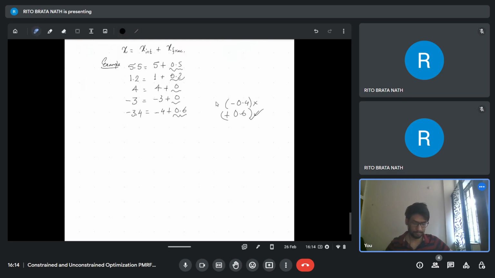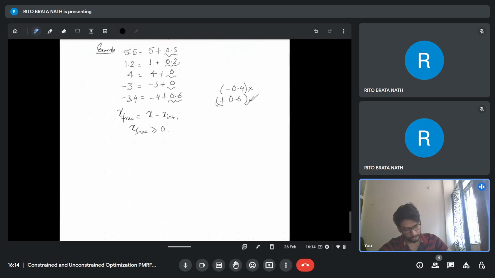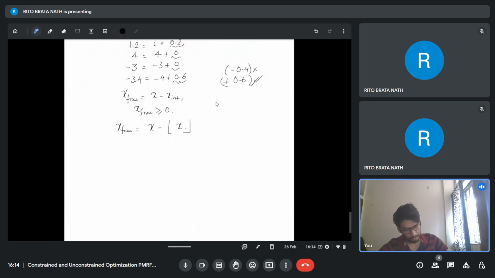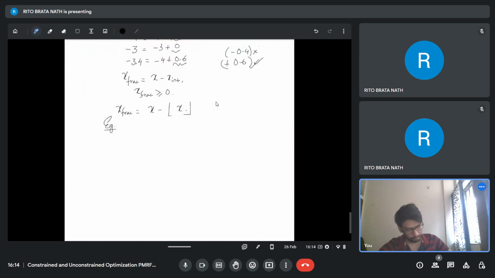Now, how to get it for any x? x fractional is nothing but x minus x int, where x fractional is greater than or equal to 0, which I have mentioned. One way of getting it is that x fractional is x minus floor of x. Now an example, say x equals 5.2. So x fractional is 5.2 minus floor of 5.2, which is 5. So it's 5.2 minus 5, which is 0.2.